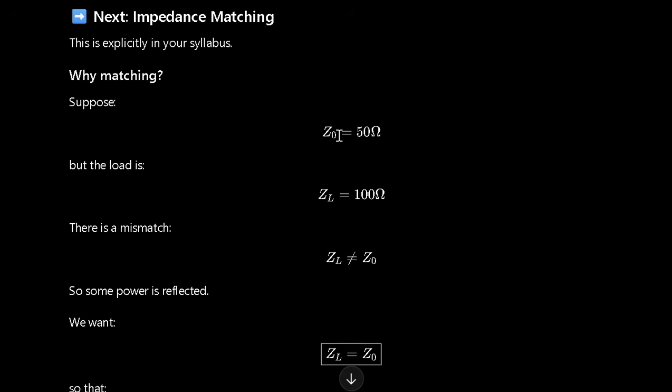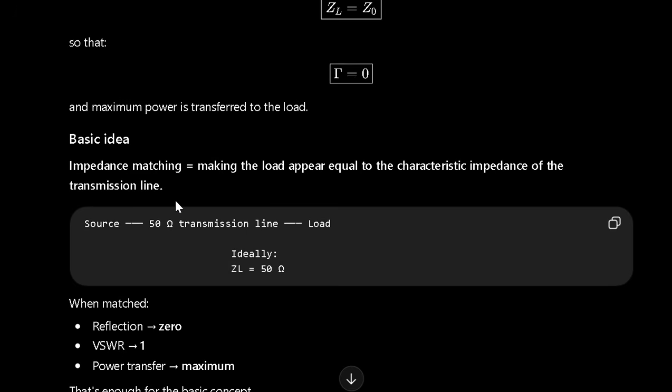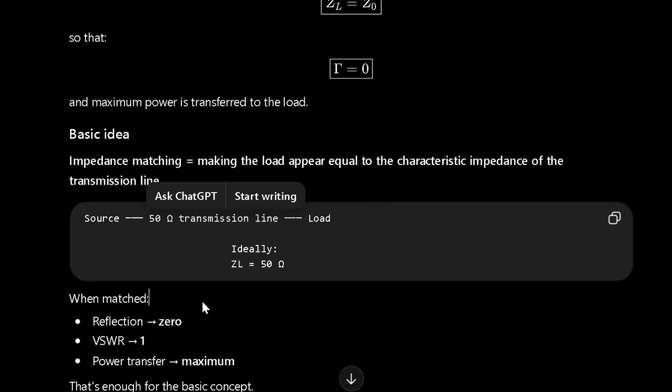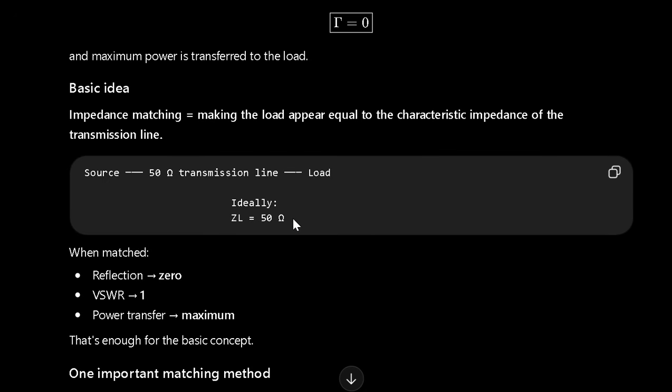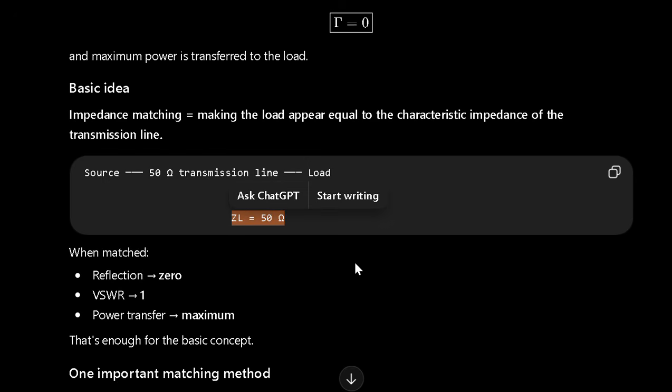So impedance matching. Suppose Z naught equals 50 ohms, but the load is ZL. With basic impedance matching, we make the load equal to the characteristic impedance of the transmission line. If you want to make the impedance of the load 50 ohms, that's the impedance matching we talk about.